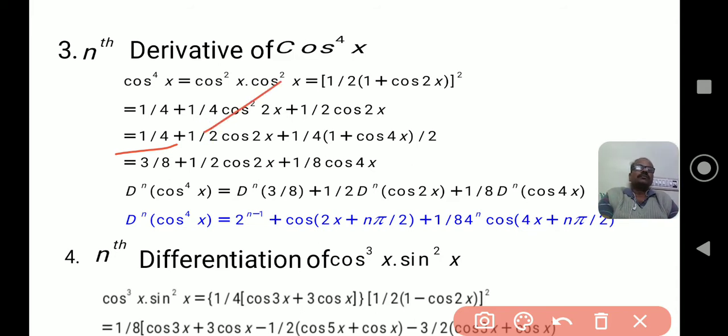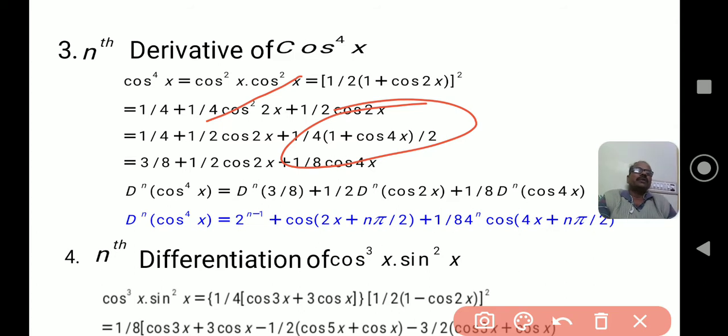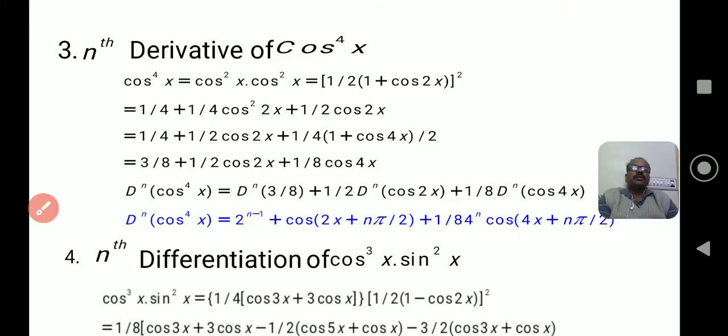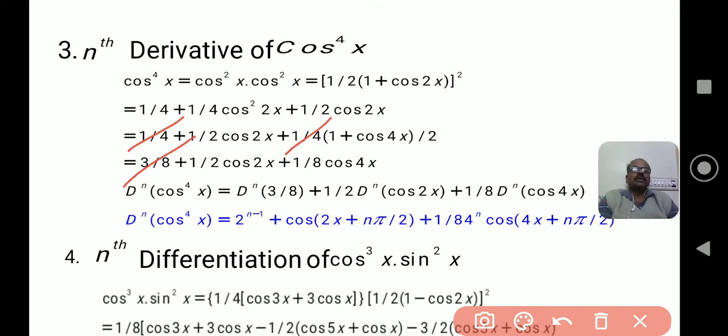Okay, next step, 1 by 4 as it is, cos 2x as it is, but it is cos square 2x, and we cannot get the nth differentiation result for it. Again you rewrite cos square 2x as 1 by 2 times of 1 plus cos 4x, you are writing very clearly, again in terms of linear form. Okay, after simplification, taking constants, this is one constant, this is also another constant, finally we get 3 by 8, this term as it is. Again you multiply 1 by 4 into this, it becomes 1 by 8.